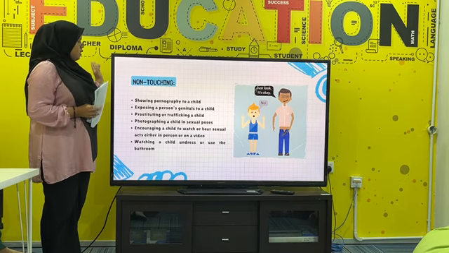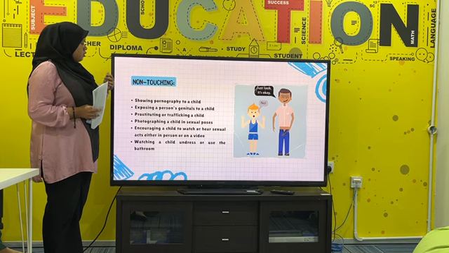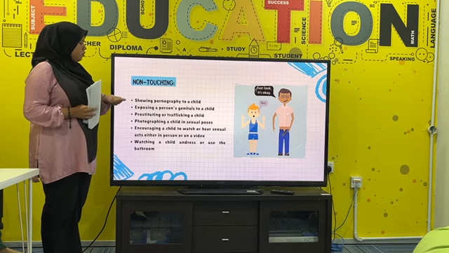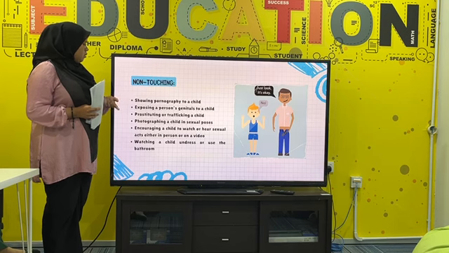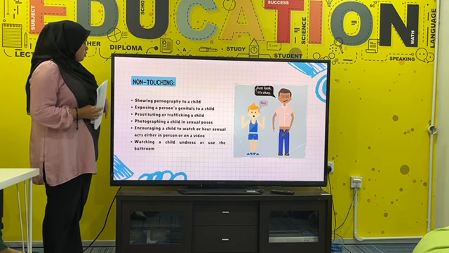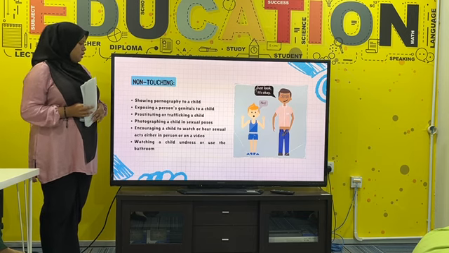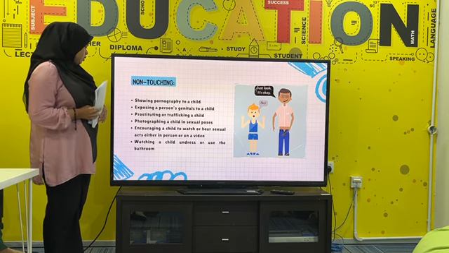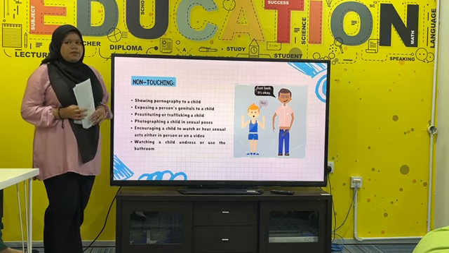These are examples of non-touching child sexual abuse. First is showing pornography to a child, exposing a person's genitals to a child, prostituting or trafficking a child, photographing a child in a sexual pose, encouraging a child to watch or hear sexual acts either in person or on a video, and watching a child undress or use the bathroom.